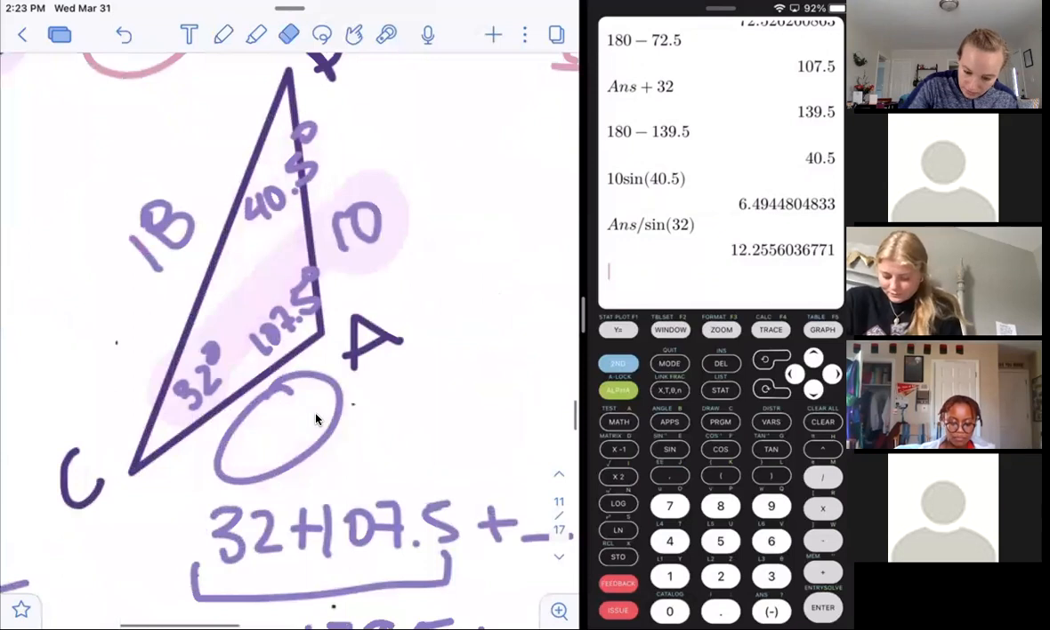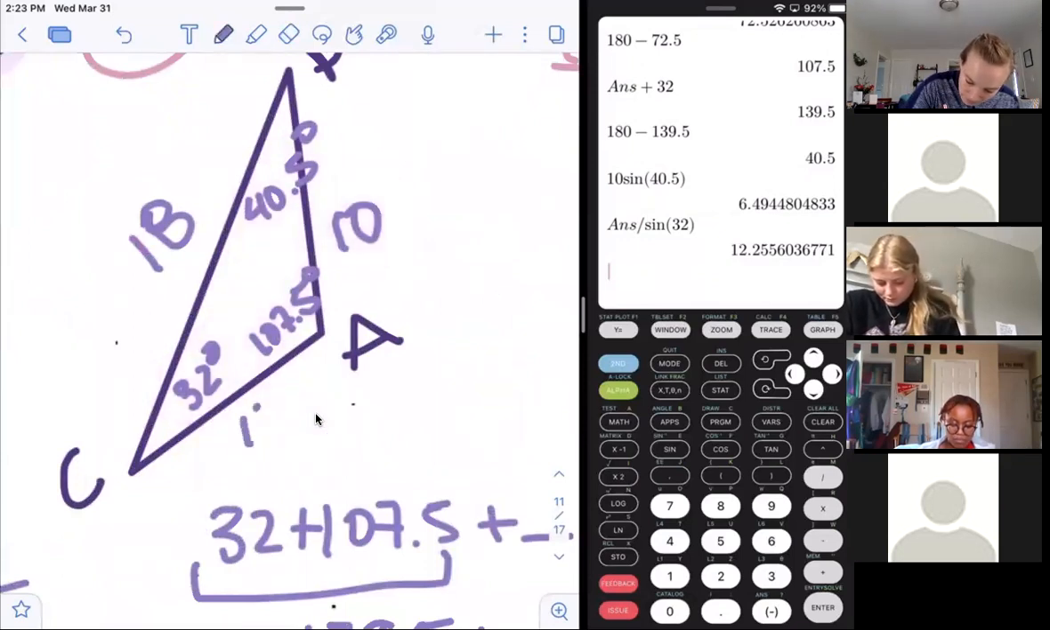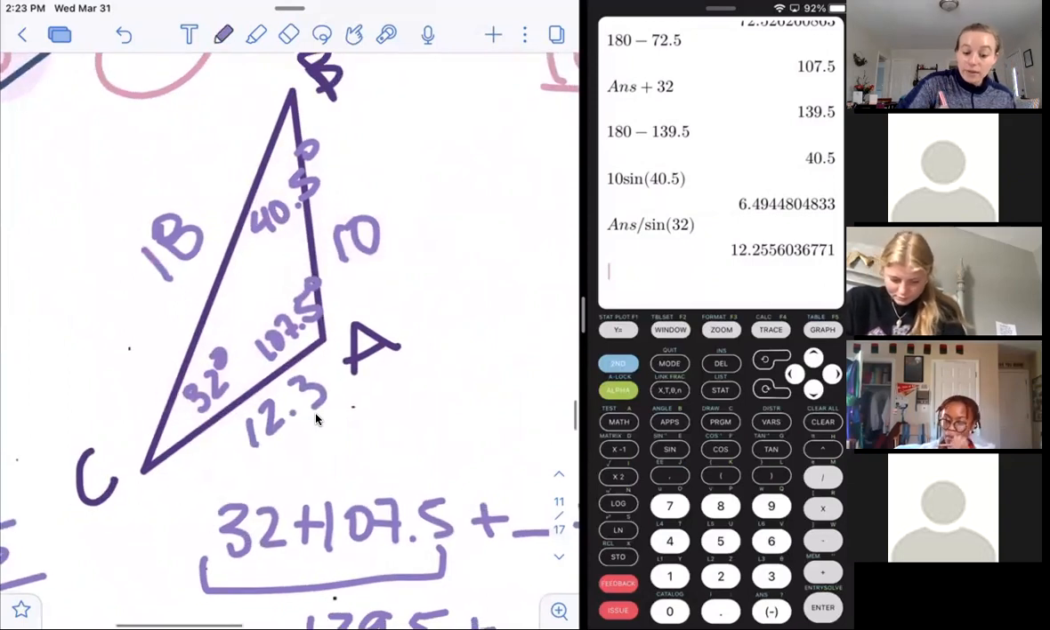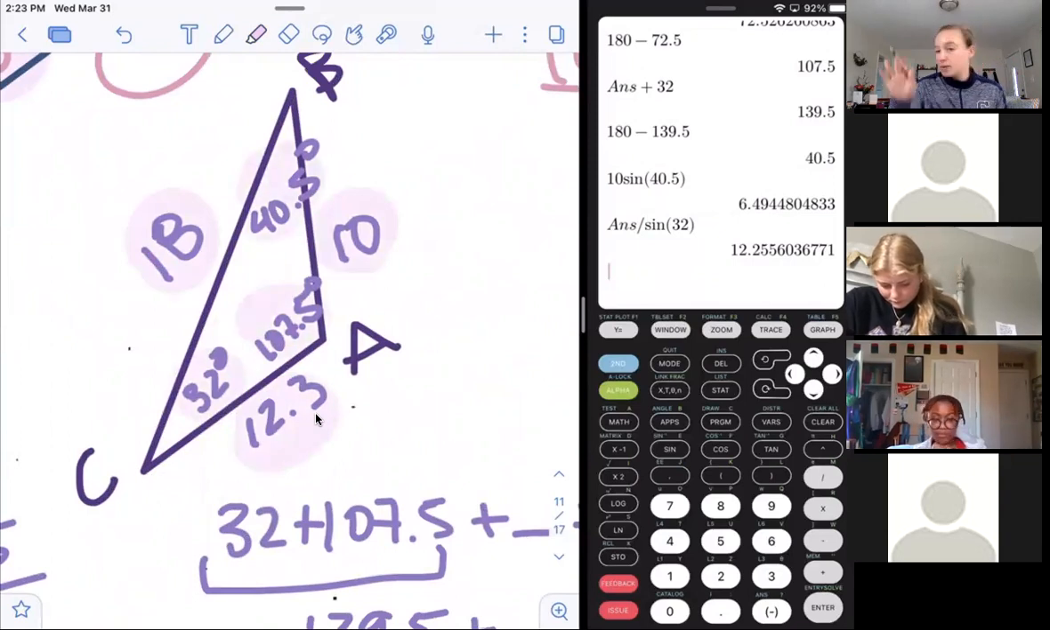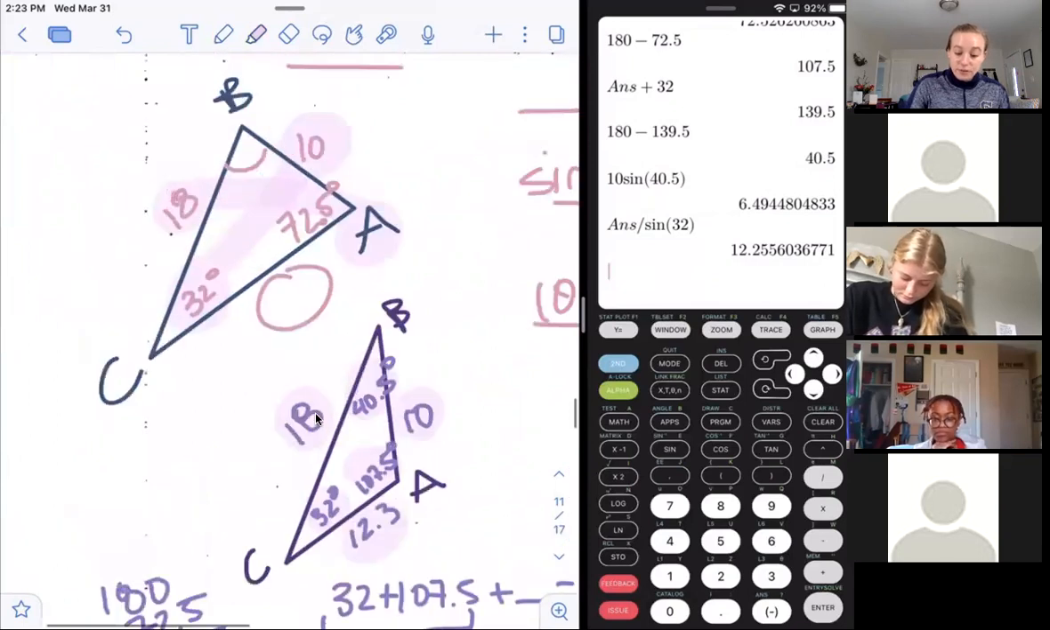So that means this little side right here is 12.3. And now I have everything on the second triangle. I've got all 3 of my sides, I've got all 3 of my angles, and we could fill that out in a nice chart if we wanted to. I have to finish the first triangle though.